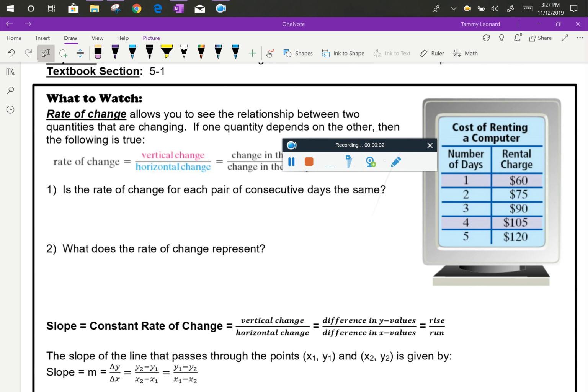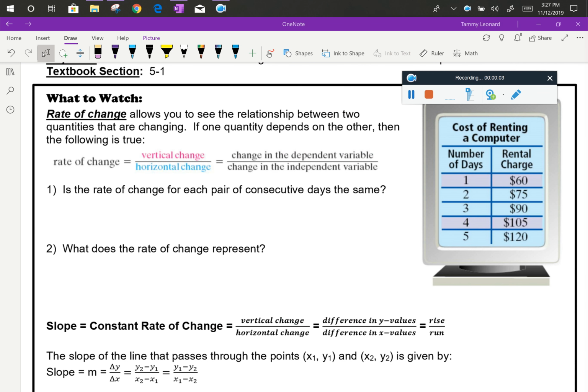Today we're taking a look at rate of change. And there are lots of different ways to think about the idea of rate of change. One of the definitions is vertical change over horizontal change. And we sometimes think of this as change in the dependent variable, or y, divided by change in the independent variable, or x. So we're going to take a look at the rate of change in a few different scenarios.